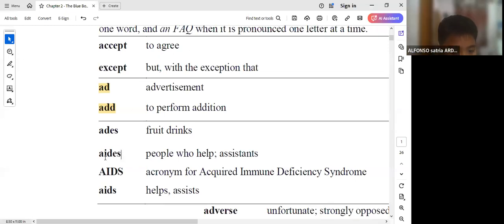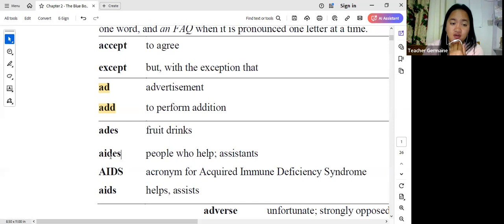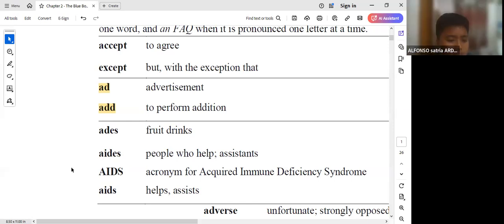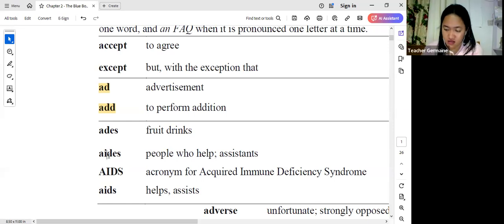A, I, D, S. Spelling. Yes. A, I, D, S. Spell out. What's the spelling? Okay, so you have A, I, D, S. Excuse me. How do we read the first one? It's the same as how we read the second word. We do not read this one as ads. We do not read that one as ads.